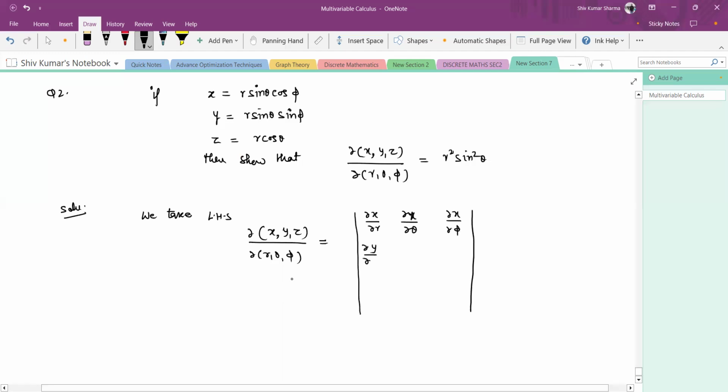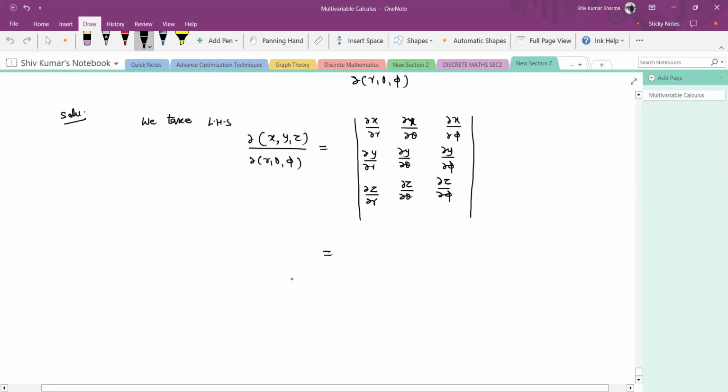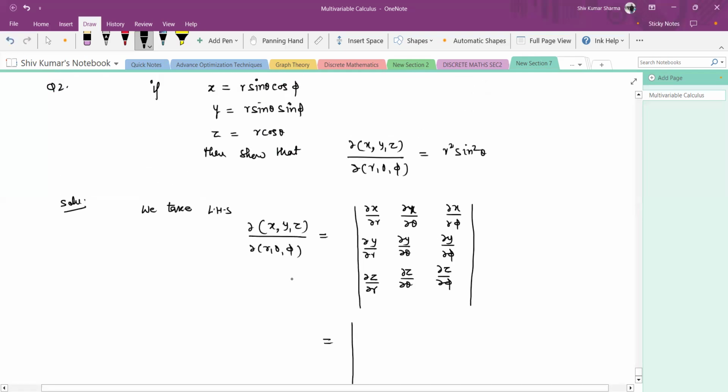Second, del y upon del r, del y upon del theta, del y upon del phi. Third is del z upon del r, del z upon del theta, and del z upon del phi. Okay, so we solve this determinant. First is del x upon del r.